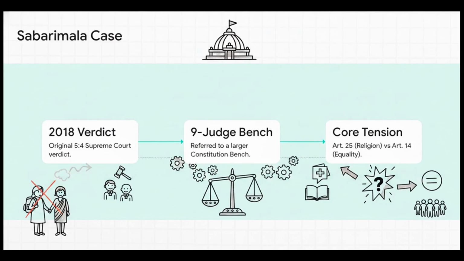On one hand, you've got Article 25 guaranteeing the freedom of religion and the right of denominations to manage their own affairs. But pushing directly against that is Article 14, demanding absolute equality before the law. It's a really intricate balancing act between individual rights and group religious practices, and it now rests with a massive 9-judge Constitution bench, which, if you remember, was formed following the original 5-4 verdict back in 2018. Understanding this progression is absolutely crucial for any GS2 answer on constitutional morality.